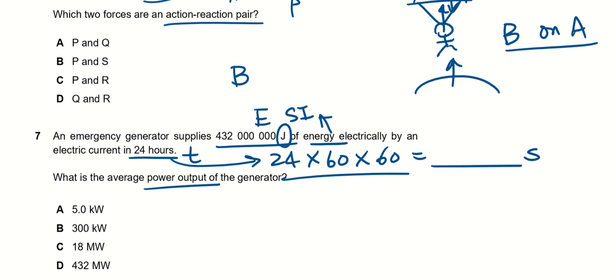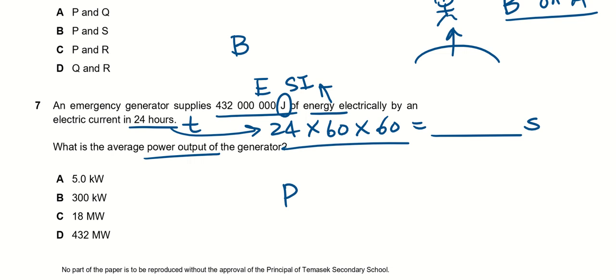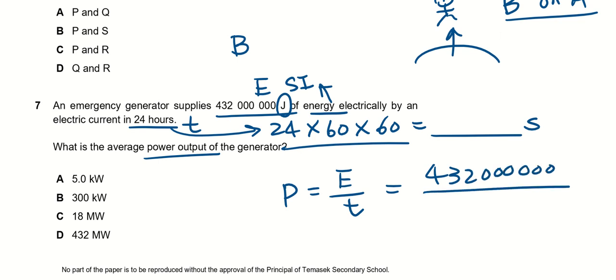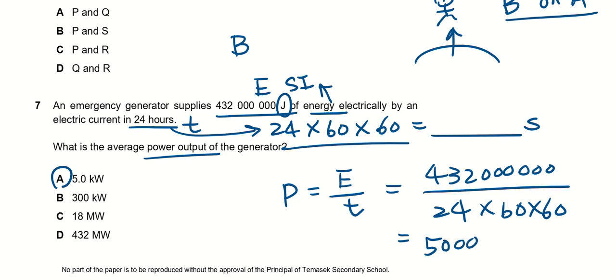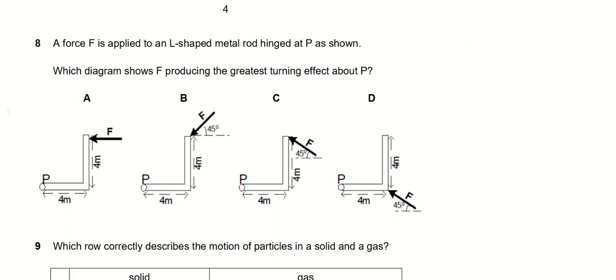Okay, so what's the average power output? Power equals to energy over time, right? So I will take this energy 432,000,000 over 24 times 60 times 60. So the answer for this will be A, 5 kilowatts. Let me check. Okay, I get 5,000 watts, which is actually 5 kilowatts. Okay, so this is question 7.